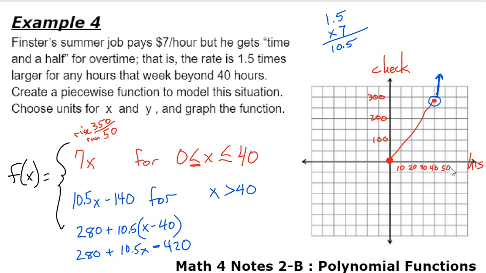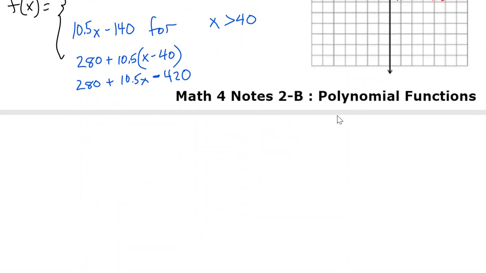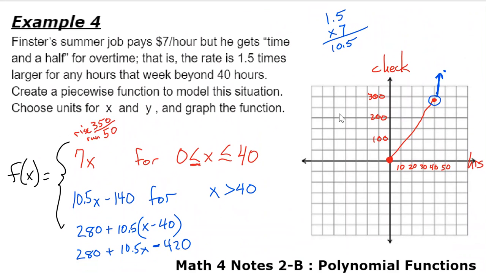Because about the time you get to 50, let's see now, that's 105 plus 280 is 385. So it should be somewhere close to 400 here. Anyway, that's a pretty close estimate for that. And I believe that is it for that set of notes.